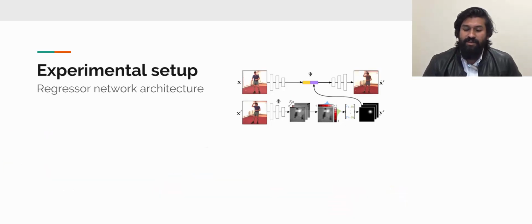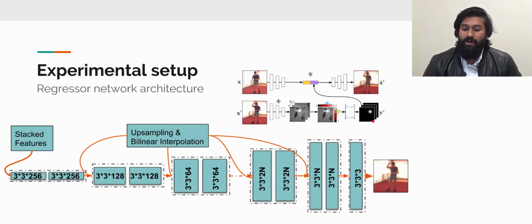Now let's talk about the regressor network. So what's the regressor network? The regressor network is the network which they are using to finally reconstruct the target image. And its architecture is basically the opposite of the encoder network.